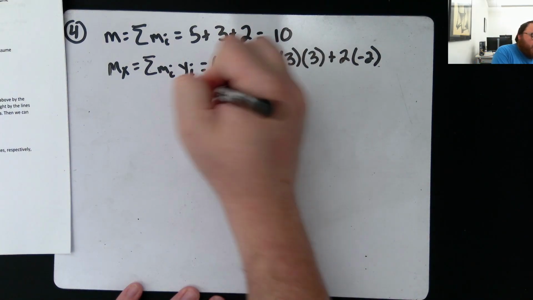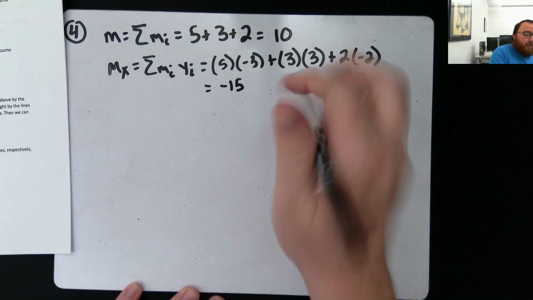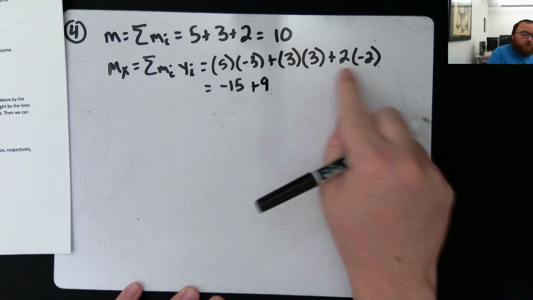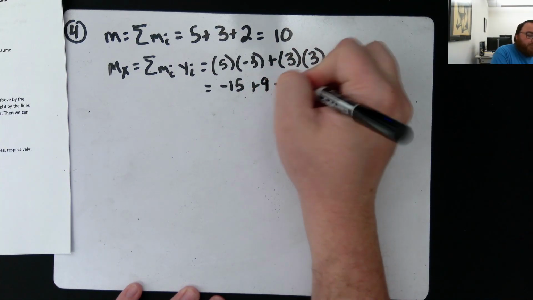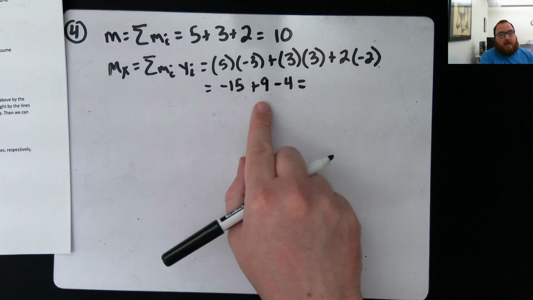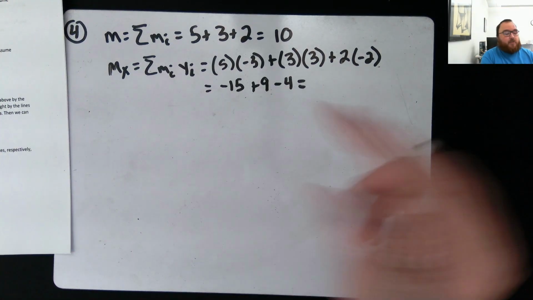5 times the -3 is -15. 3 times 3 is 9. 2 times the -2 is -4. -15 plus 9 is equal to -6, minus 4 is -10.